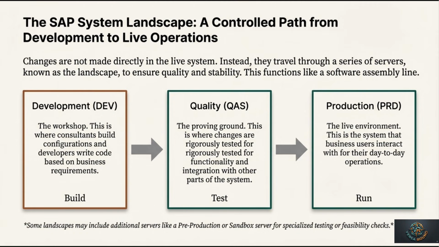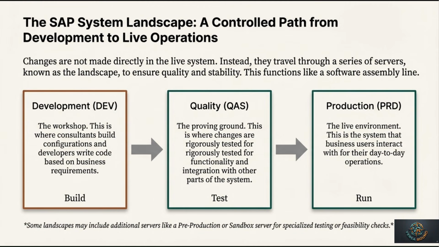Next, it moves to QAS, quality assurance. This is the proving ground where we test everything to ensure it doesn't break the system. Finally, it reaches PRD, production. This is the live environment where business users do their actual daily work.